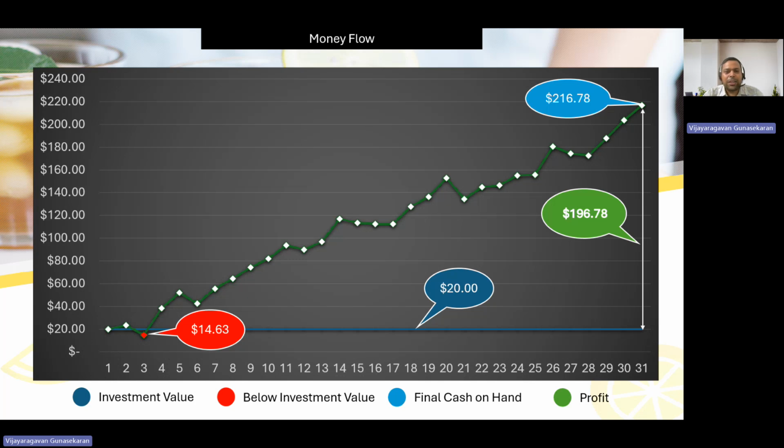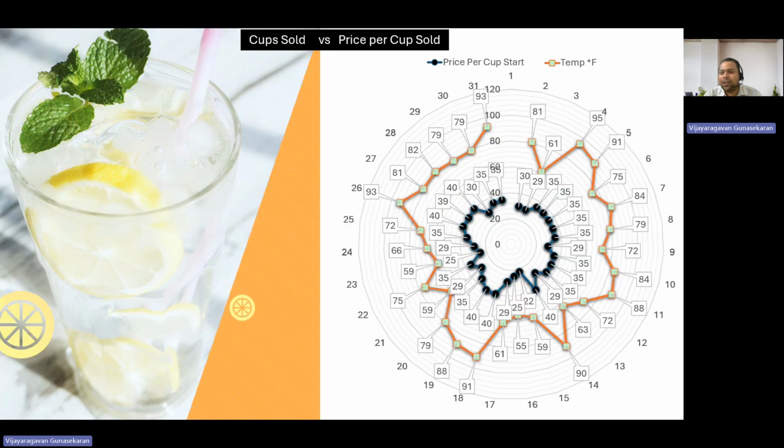So going to the next part, here I'm showcasing various combinations of cups sold versus the temperature versus the pricing of each cup. If you can see here, whenever the temperature is on the higher side, you can maintain a higher cost per cup. When the temperature is on the lower side, automatically the pricing needs to be adjusted to a lower level, so that you achieve a major cup sold percentage.